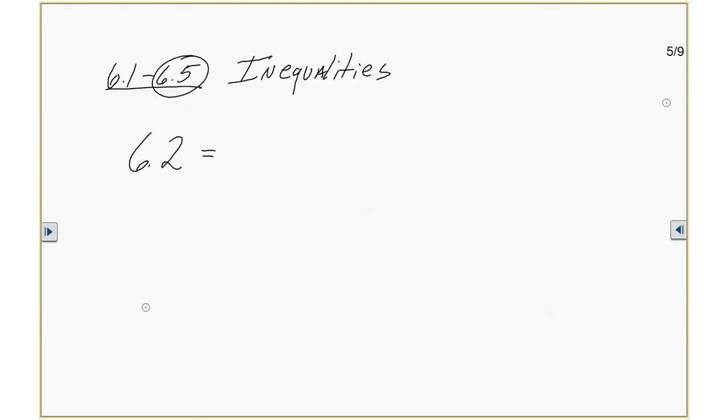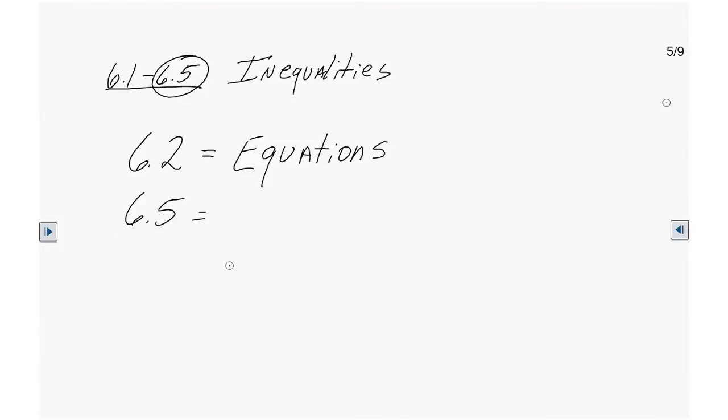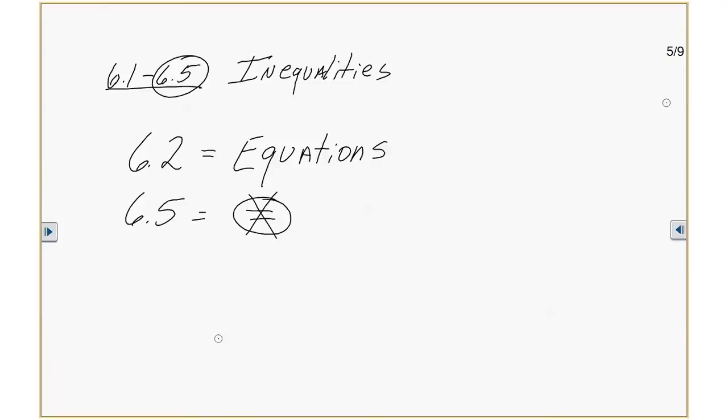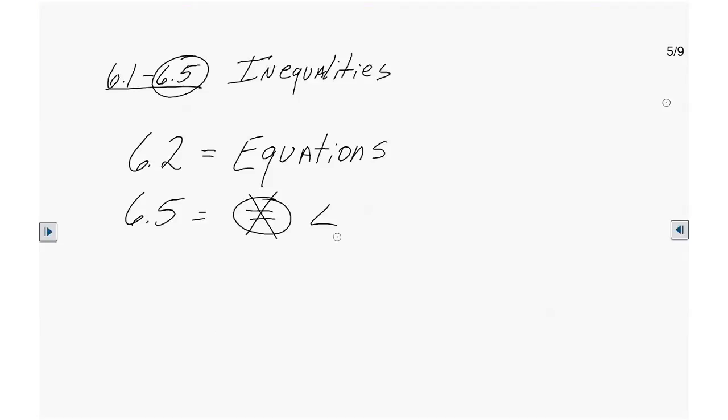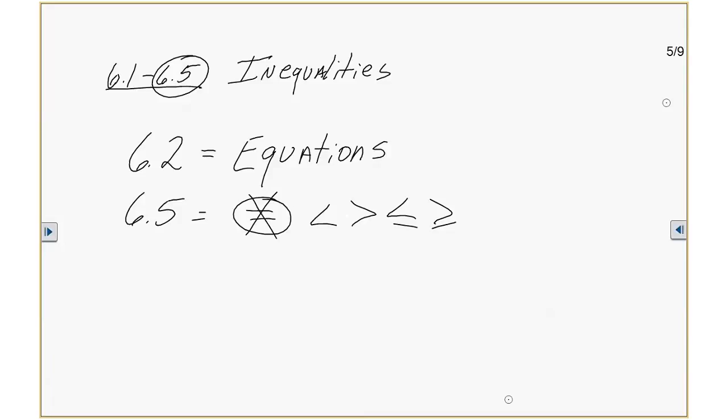In 6.2, you learned how to do equations, how to solve, how to clear fractions, how to distribute. You learned how to solve for a certain variable. That's all you're going to be doing now. You're going to be doing the same thing. The only difference is in 6.5, instead of an equal sign, you're going to have these guys. Okay? So the only difference between 6.2 and 6.5 is just that sign. So the mechanics are going to be the same.